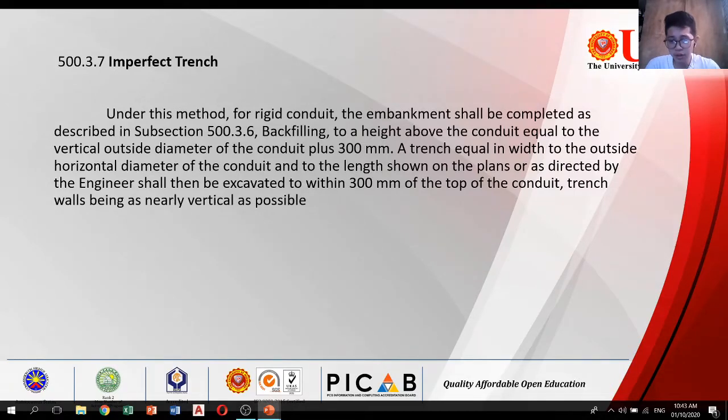And also, the trench shall be loosely filled with highly compressible soil. Construction of the embankment above shall then proceed in a normal manner.